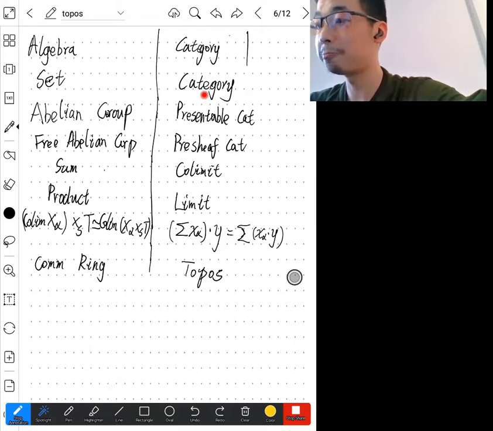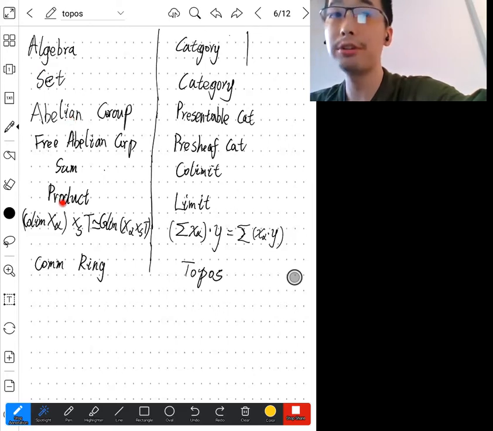So when we come to algebra, there is the set, and we have some notion of the sum. The abelian group is something where we can take sums, right? But given a set, if you want to have sums on it, you get the free abelian group. So we freely take the sum, the commutative sum.